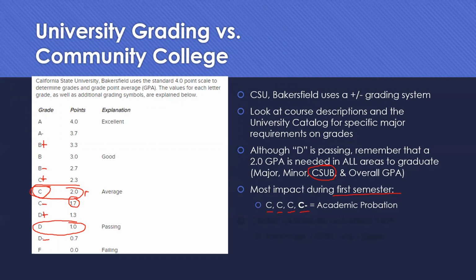Now, most of them are 2.0, but because of that 1.7, your GPA is going to end up below a 2.0, which puts you on academic probation. So pay attention to your very first semester.